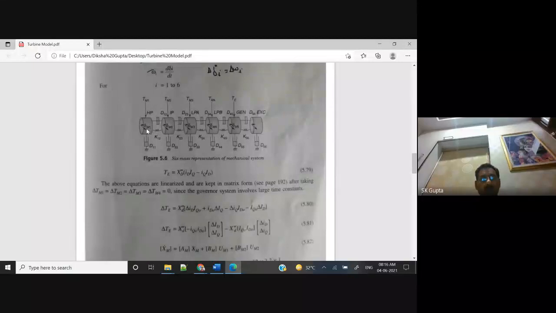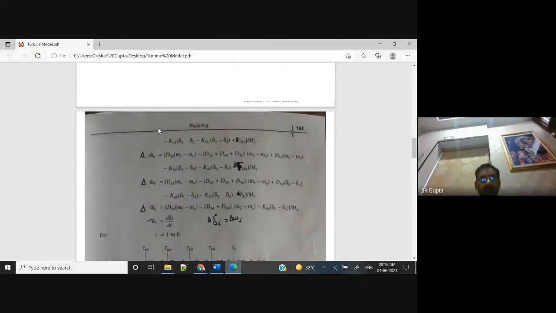Here, this is one unit, high pressure. This is the generator, this is the exciter. Then the intermediate pressure, low pressure, and there is a shaft. Such a representation of the turbine may be there.